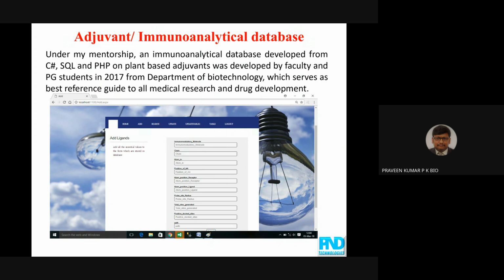For this, we have docked more than 1,000 plant-based molecules with the dendritic cell receptors. For docking, we used a commercial tool, Discovery Studio, and these results we have incorporated through SQL and PHP. We made it on a C# platform, to come up with the best plant-based vaccine adjuvant for a specific disease.